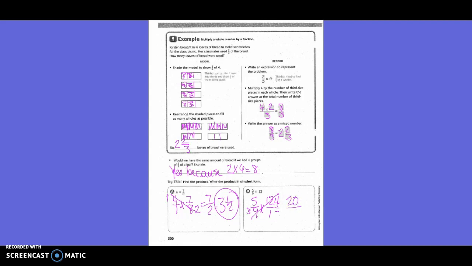over 3 times 1, which is 3. How many times does 3 go into 20? 6 times. 6 times 3 is 18. 20 minus 18 is 2. So 6 and 2/3.